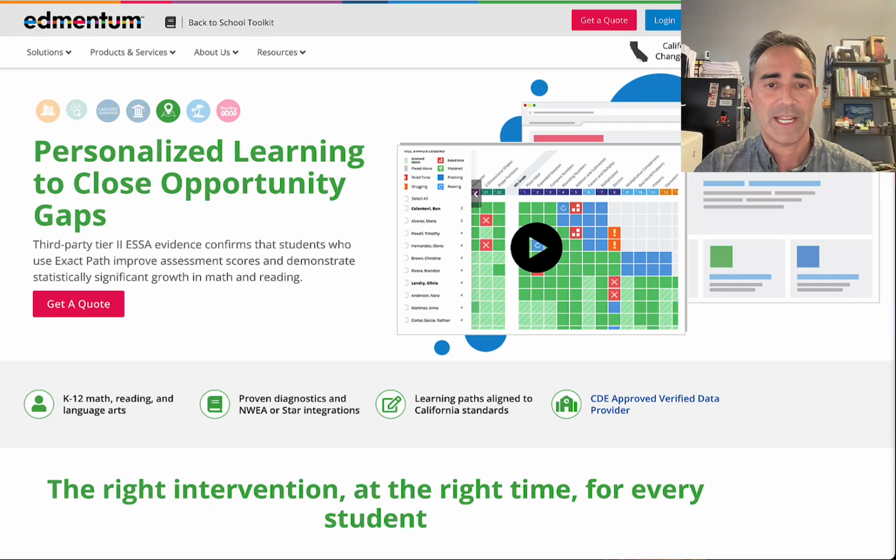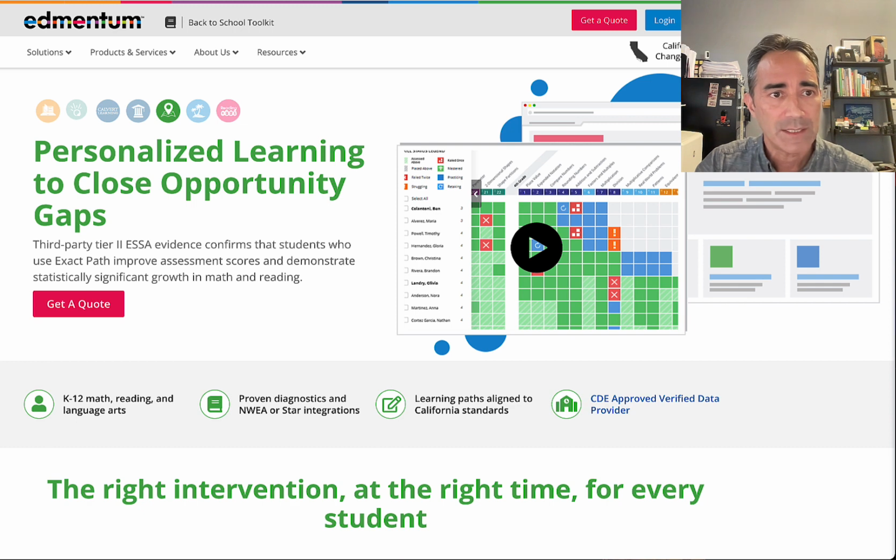Hello. Today, the question that came across my desk from customer service is how does Let's Go Learn compare to Edmentum's Exact Path? Let me go ahead and explain it to you very quickly. And of course, I just want to give you a disclaimer. I am from Let's Go Learn, so I'll probably have a bias.